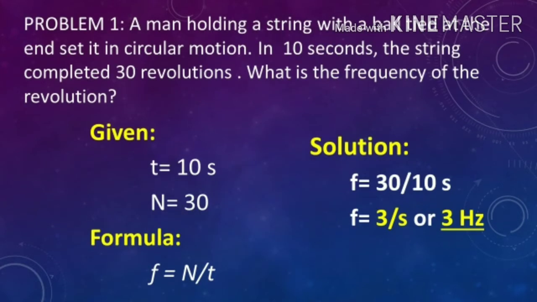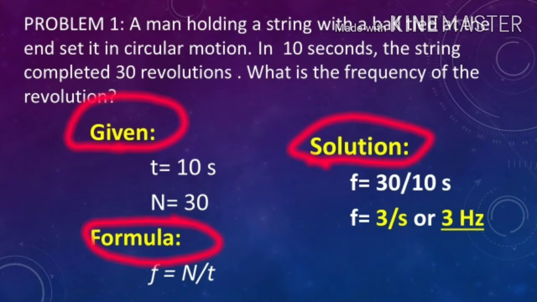Example problem. Problem number 1. A man holding a string, with a ball tied at the end, set it in circular motion. In 10 seconds, the string completed 30 revolutions. What is the frequency of the revolution? In solving a problem, do not forget to write the given, formula, and solution.